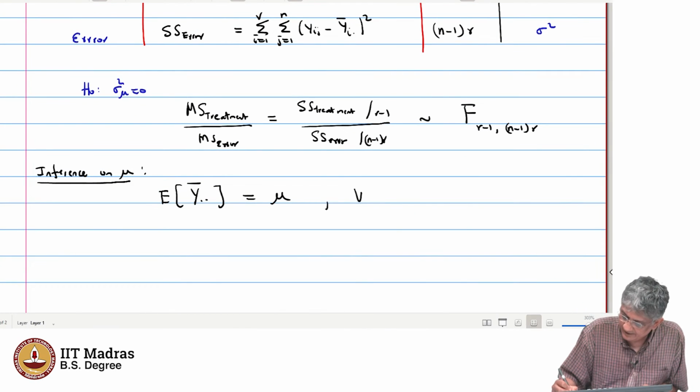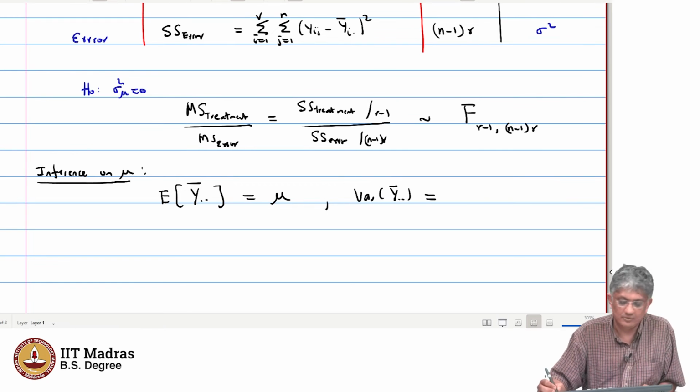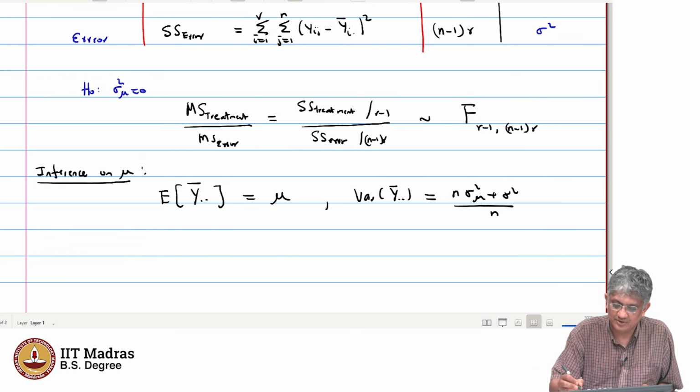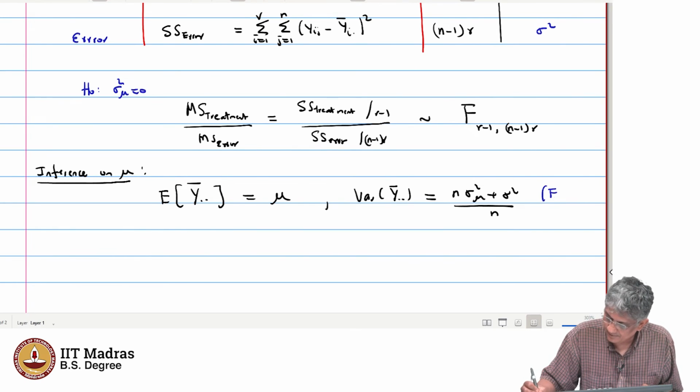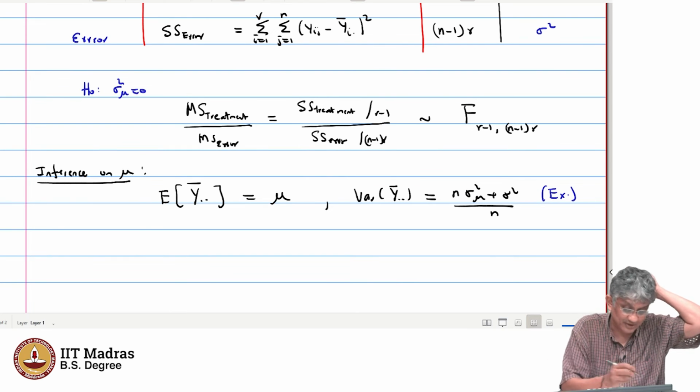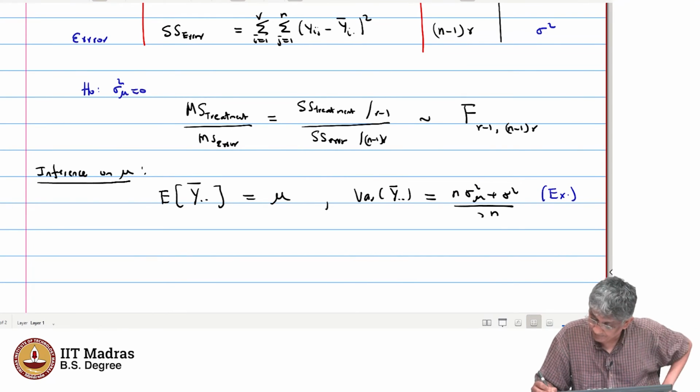And we can also check that the variance of y bar dot dot is going to be equal to n times sigma squared mu plus sigma squared, divided by n. So that's a simple exercise to try. I think it's rn. Sorry, I made a mistake here. It's r times n.